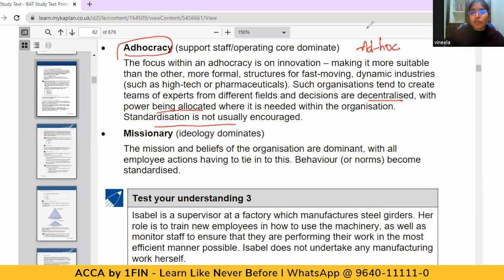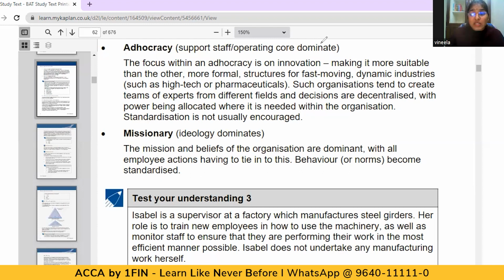Standardization is not usual. Of course, here you will not find standardization. Standardization will not be there. No rules and regulations, strict guidelines will not be there. Here I'll be making a team of experts who will be from different fields and they will be trying to take decisions. Here it will be fast moving decisions.